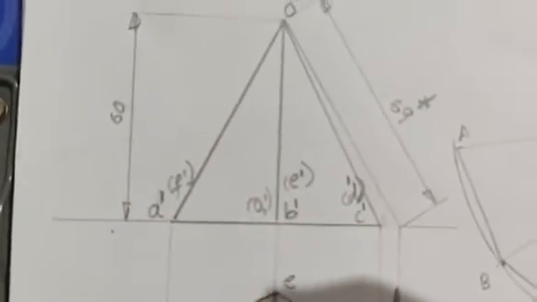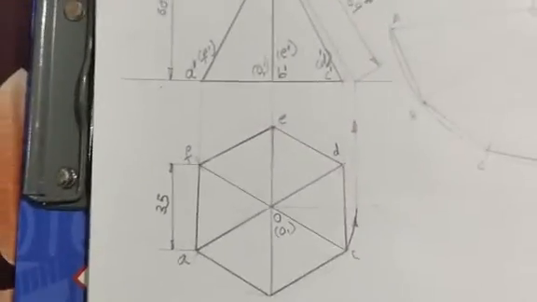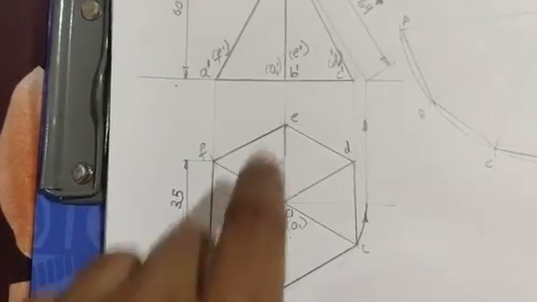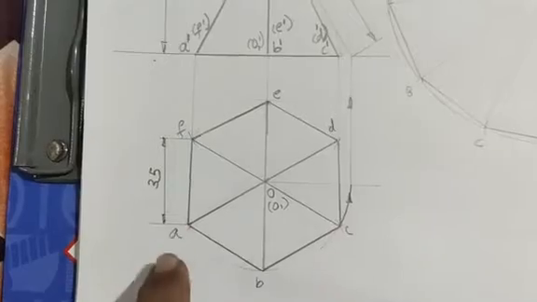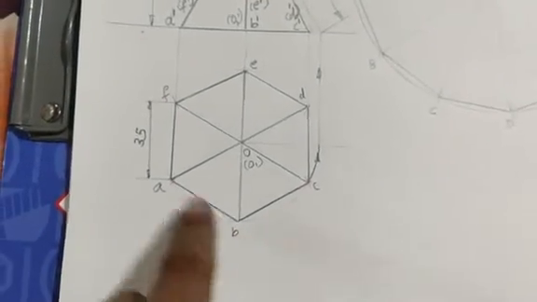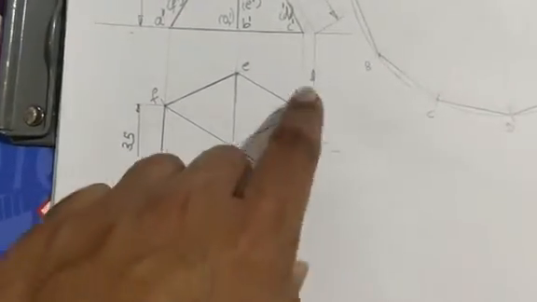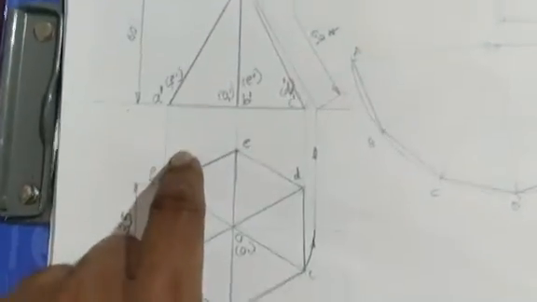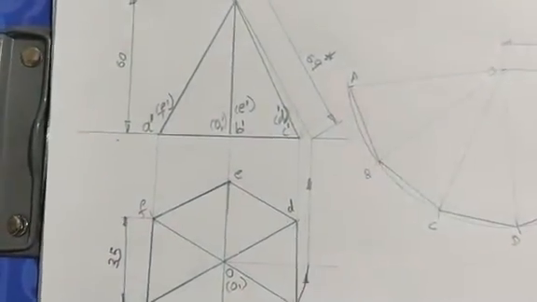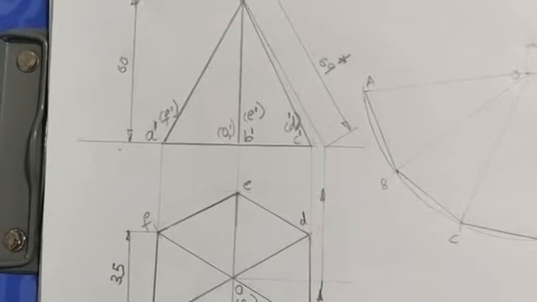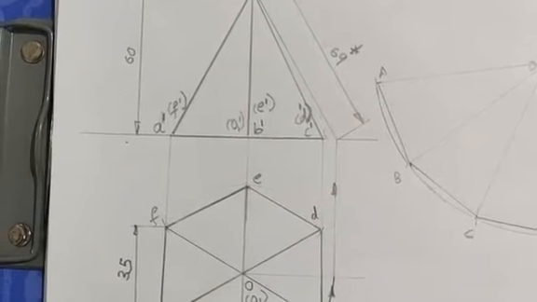Similarly, draw the front view now. You project all these points A, B, C, D, E, F. The observer is over here. A, B, C is visible. D, E, F is not visible. So D, E, F should come in brackets. Is it clear? D, E, F should come in brackets.